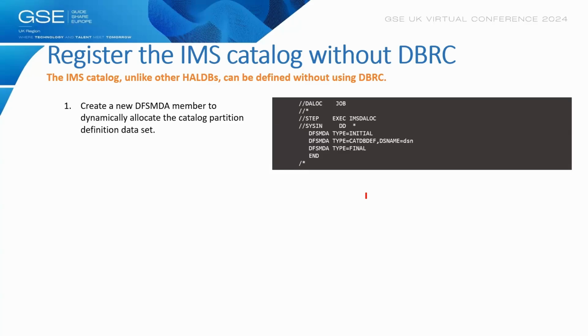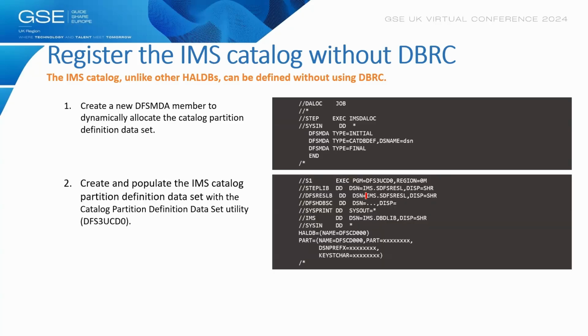Once that is done, you need to create and populate the IMS catalog partition definition dataset with the catalog partition definition dataset utility. So this is the utility. Basically, this dataset contains the information about the partitions that IMS reads from.